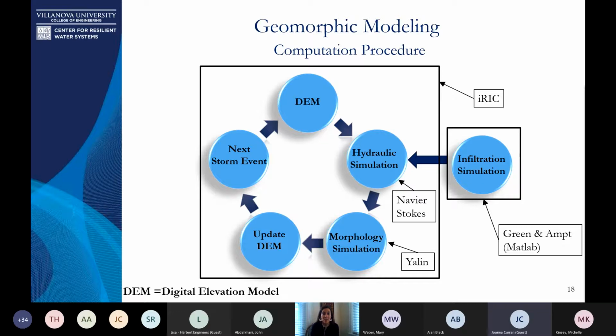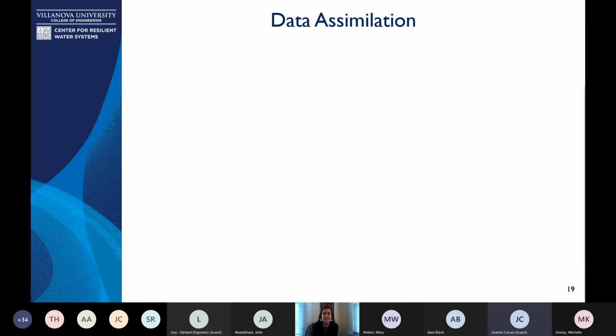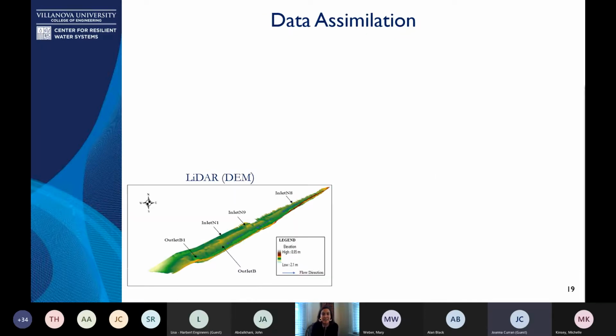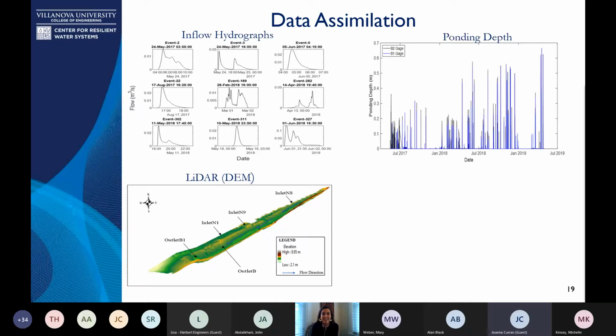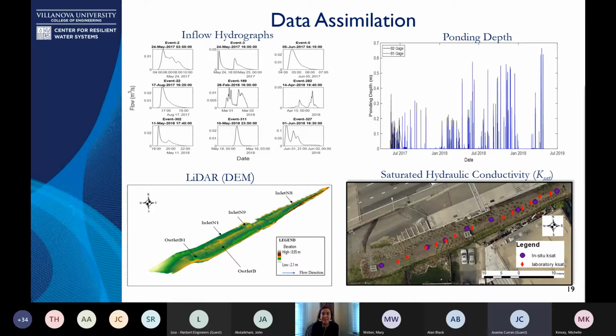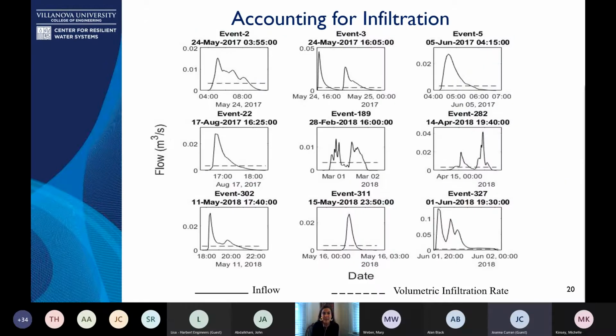And like I said, more information about this can be found in the dissertation of Dr. Ampelma, but also this is being published right now and the results will hopefully be out soon. So the data assimilation, we used a whole lot of data, the LiDAR, hydrographs that were being collected on site, ponding depth, and also the saturated hydraulic conductivity from our test in the field. And we put this all together.